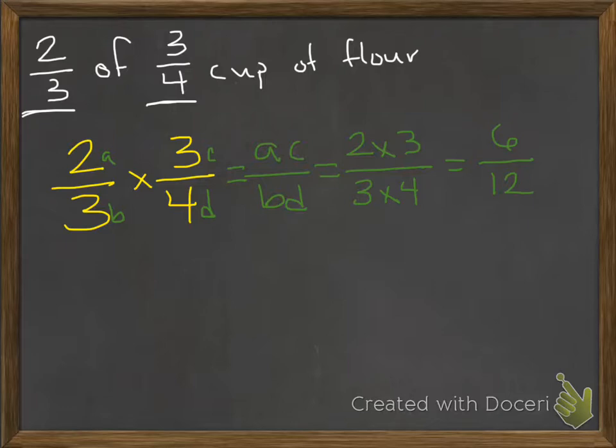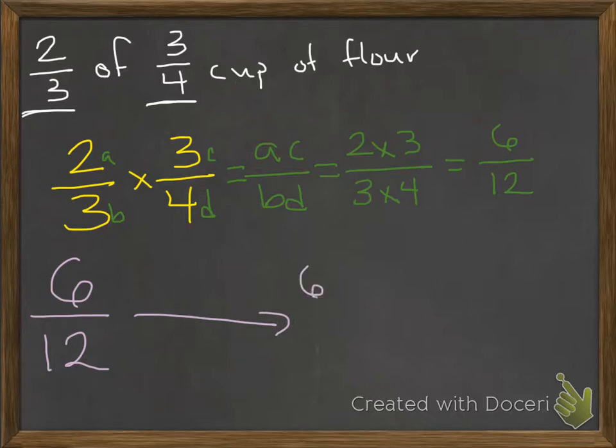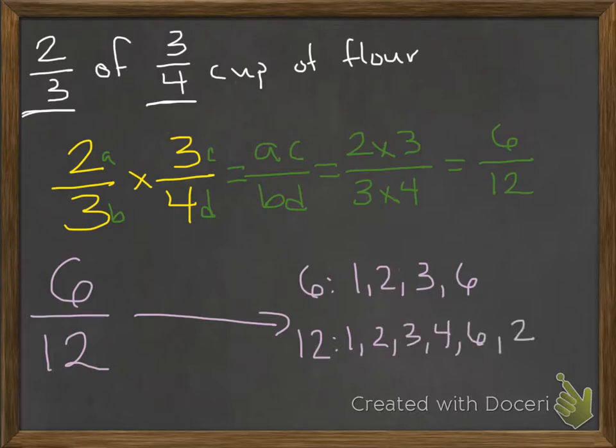And the last thing we want to do is to make sure this is simplified. So for 6/12, the factors of 6 are going to be 1, 2, 3, and 6. Factors of 12 are 1, 2, 3, 4, 6, and 12. Of these, they share 1, 2, 3, and 6 in common.